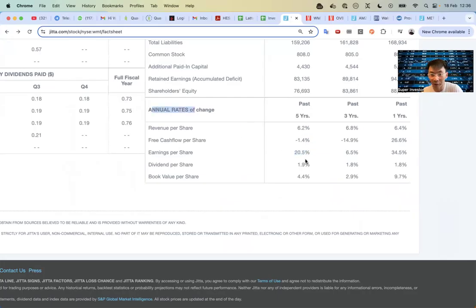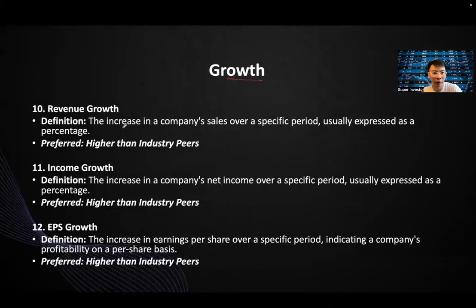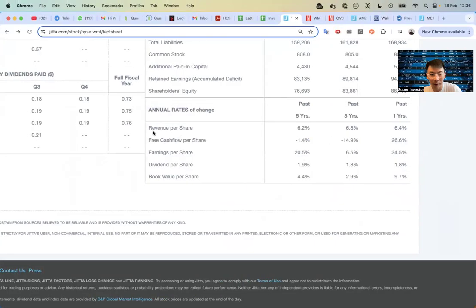So it's like 20% per year for the past 5 years. Dividend per share and book value per share. So it's highly decent. But you can see book value per share, past 1 year is 9%, 3 years 2.9%, 4%. So we see every block of 1, 3, 5 years, this metric should be growing. So there are some other metrics I look at: revenue growth, income growth, EPS growth. So revenue growth, as mentioned here, earnings growth, earnings and EPS growth, typically roughly the same.